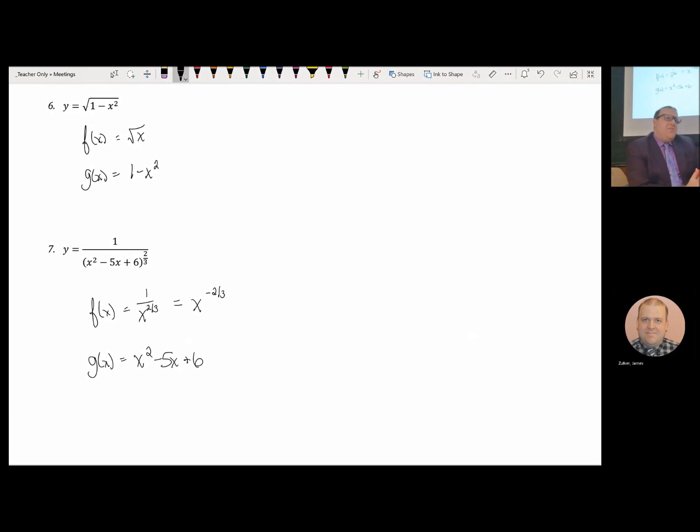An even radical, right? Square root, 4th root, 6th root has to be non-negative, greater than or equal to 0. And don't divide by 0, because if you do, the universe blows up.